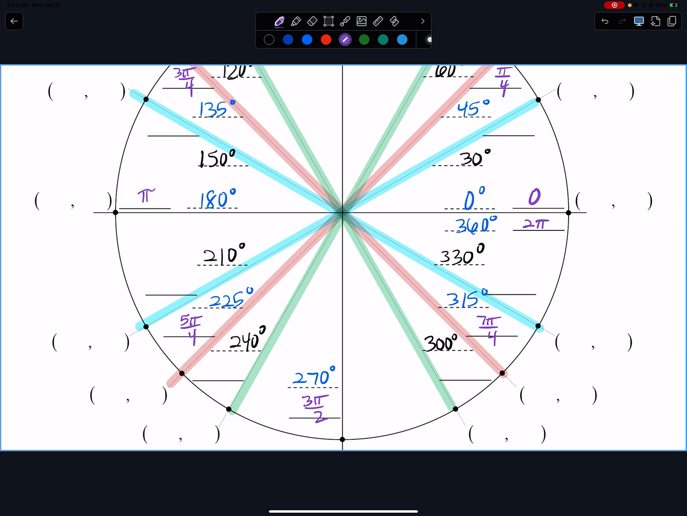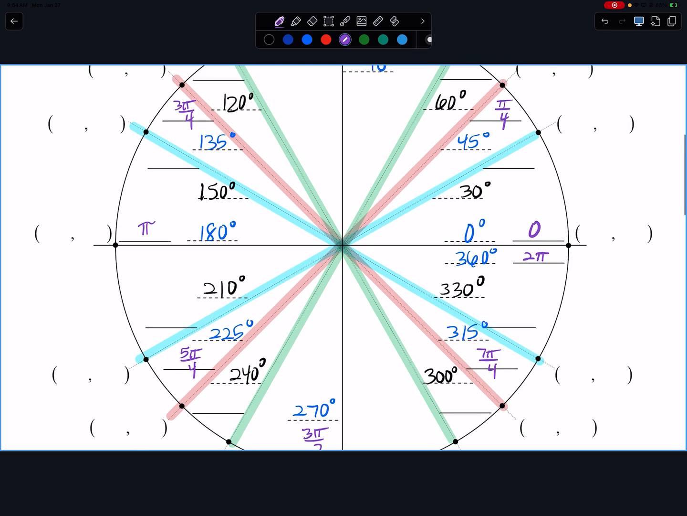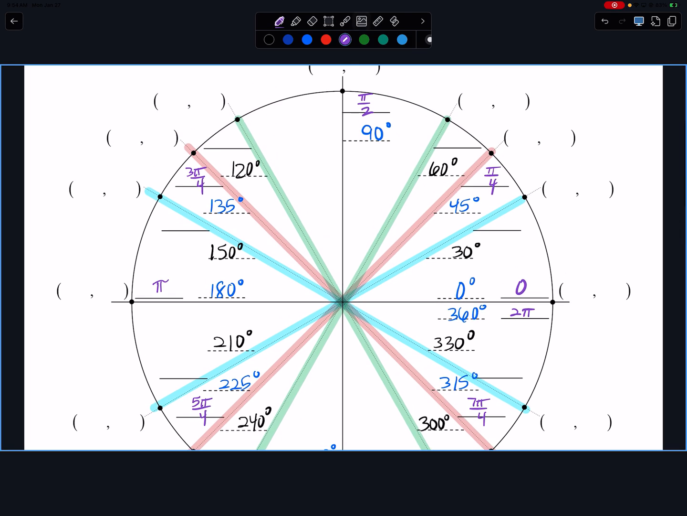Okay. Now, the 30s and 60s are a little confusing because we have to think about fractions and fractions simplifying. Okay? So, question to you guys is, what ratio of 90 degrees is 30 degrees? 1/3. So what is 1/3 of 1/2? What's 1/3 times 1/2? 1/6. So this is pi over 6.